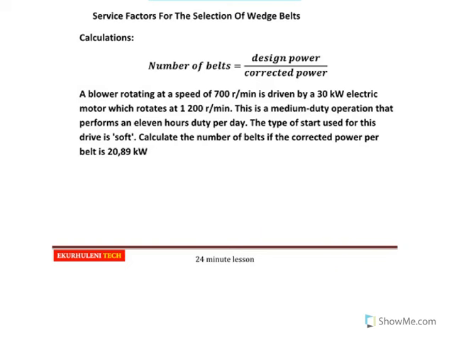Last but not least, the last question that they can ask you is the number of belts. For example, in the question below it says a blower rotating at a speed of 700 rotations per minute is driven by a 30 kilowatt electric motor which rotates at 1200 rotations per minute. This is a medium duty operation that performs at 11 hours duty per day. The type of start used for this drive is soft. Calculate the number of belts if the corrected power per belt is that.